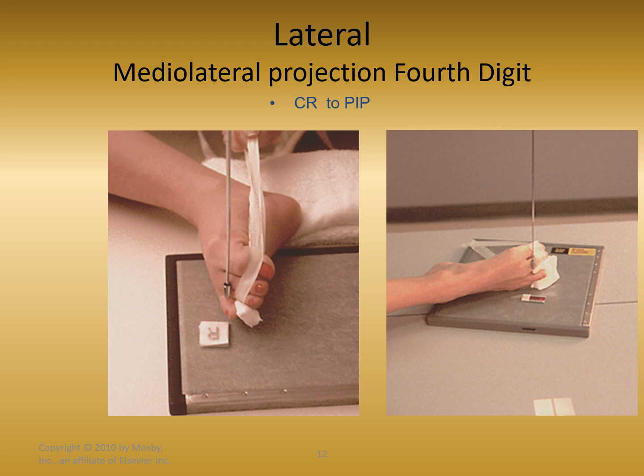This is an example of the 4th digit with a medial lateral projection. Remember, the big toe is more medial, right? So the big toe, the 1st digit, is medial. So the side of the toe, whatever toe we're talking about, that's closest to the big toe is the medial side. So this would be a medial lateral projection of a lateral position of the 4th digit.